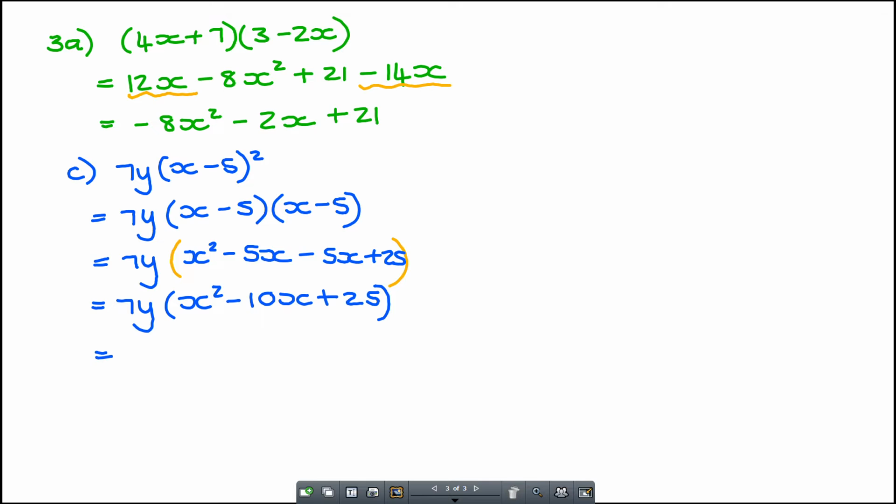Okay, right. So now I can multiply in the 7y. So I'm going to get 7x squared y minus 70xy. No, not minus. Okay. Any questions there? I can actually fit one. Yes. Because 7y times minus 10x will become minus 70xy. Then you'll lose that mark.